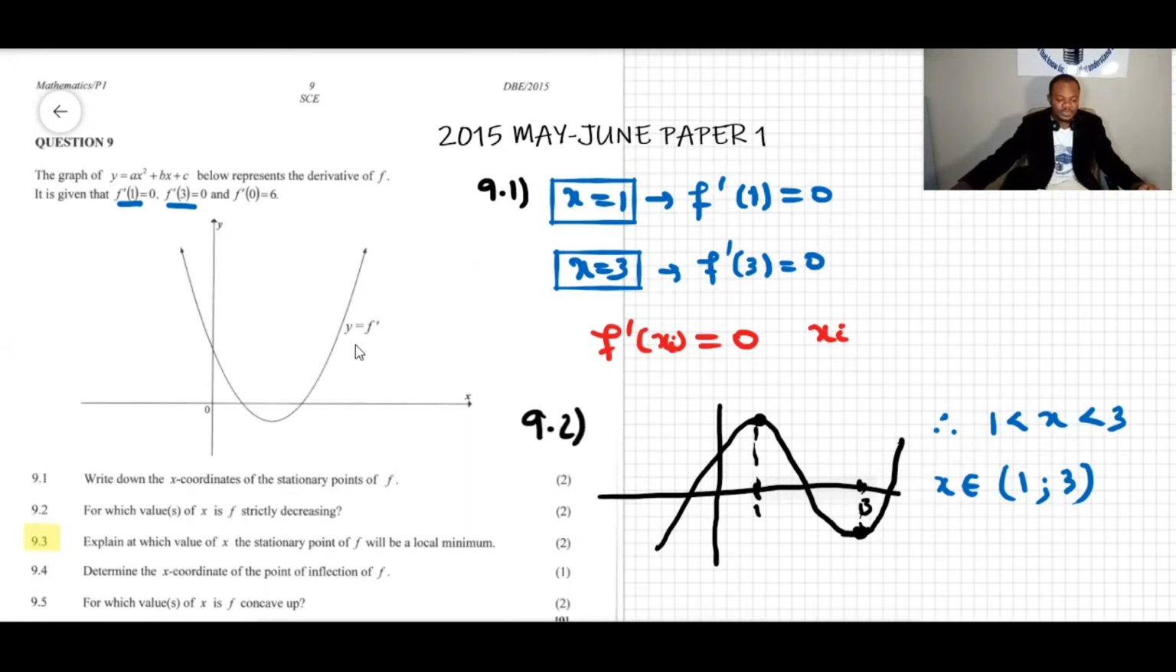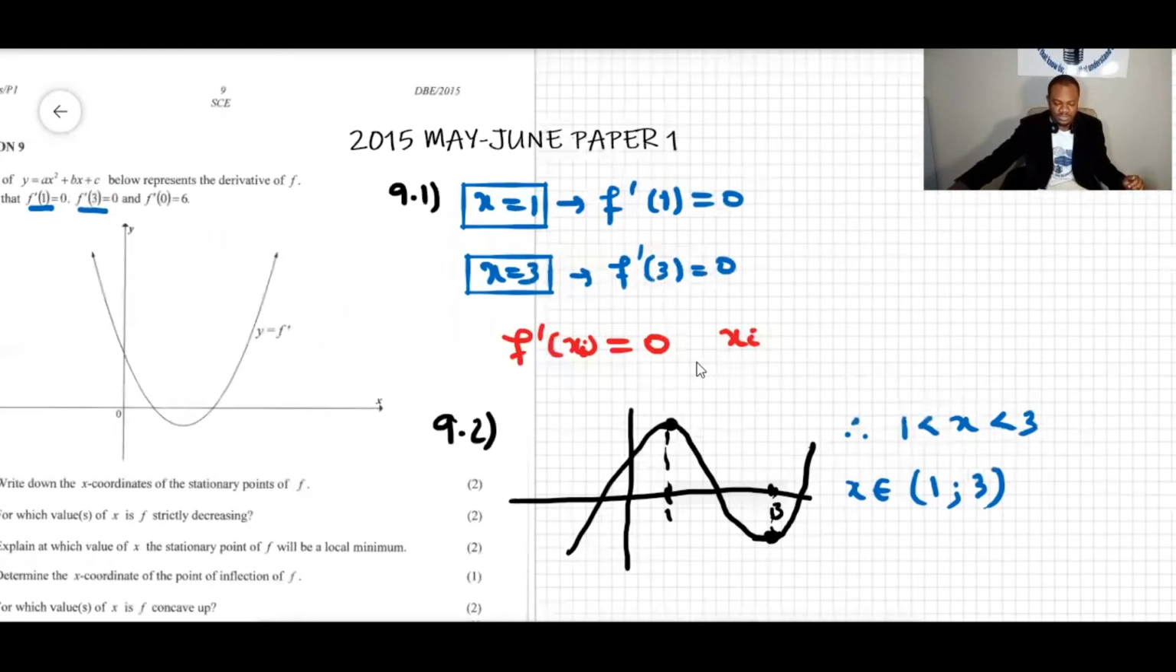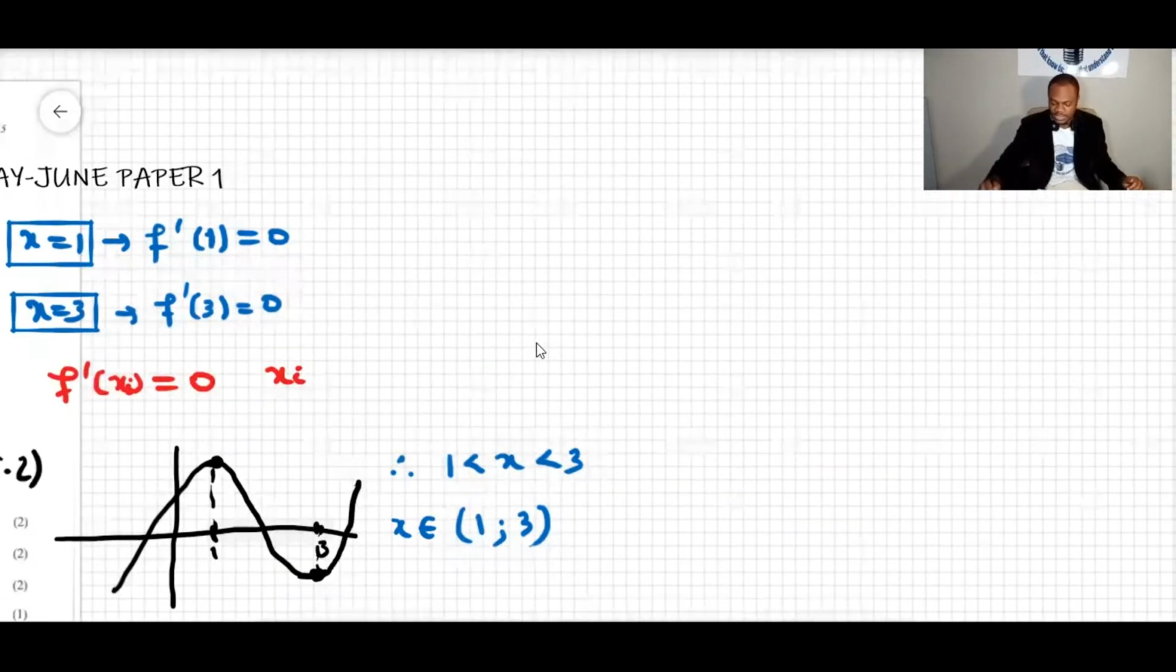Now in the previous video, we did work out question 9.1 and 9.2, as we can see here. Now we're going to do question 9.3, which says, explain at which value of x, the stationary point, f will be the local minimum. I'm going to do that with the help of question 9.2.